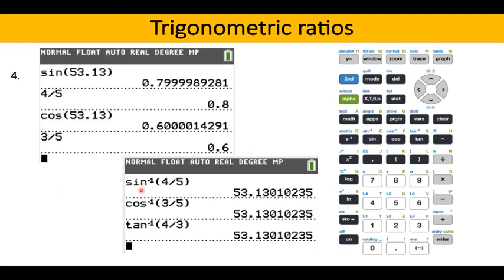So if you do inverse sine, you'll need to do second and then the sine key. That's how we find the things in blue, is second and then the button. So inverse sine of our ratio, here is our angle, 53.13. We see that for each of our inverse ratios, when we type those in, we can check that they equal that theta angle.